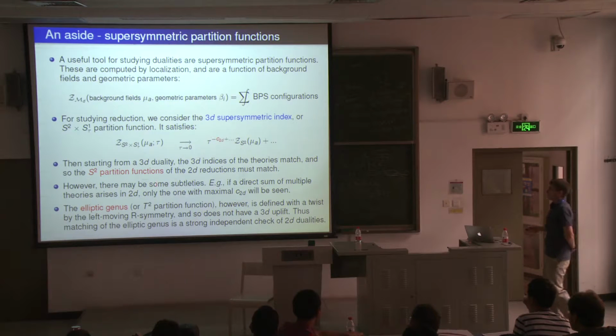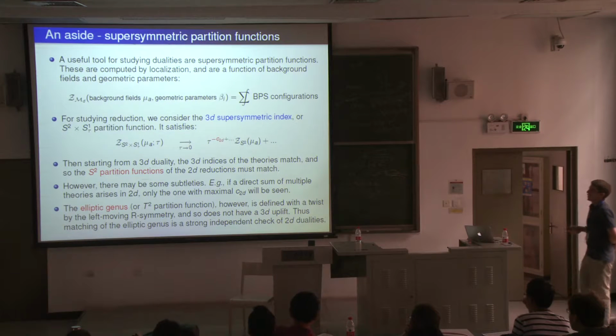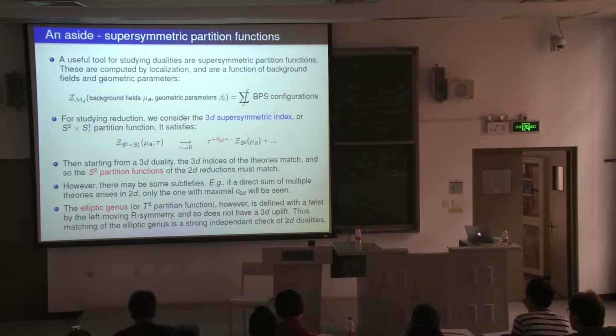But what this means in particular is that if we start from a 3D duality and we take this tau goes to 0 limit, since the 3D duality implies that the indices are the same, we're guaranteed to find that the S2 partition functions have to be the same, up to these factors which we can just strip off.